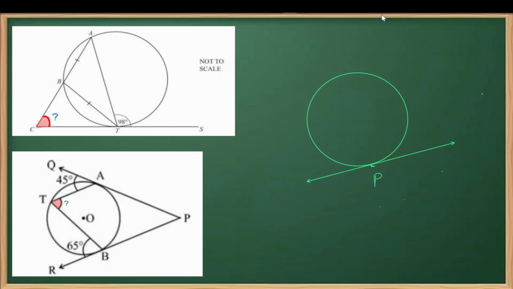taking this P as the point of contact, and then I'm going to make a chord over here such that the chord has one point coinciding with the point of contact. Let's name this chord as AB. Now I can see that this chord is dividing this circle into two segments. One is this, and the other is this.